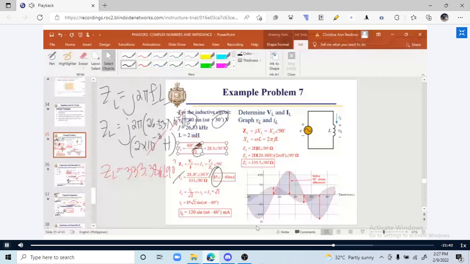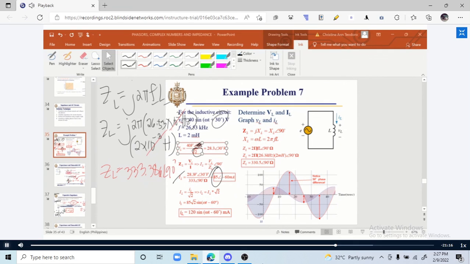you multiply it by square root of 2. What are you going to multiply by square root of 2? The amplitude. Oh, we have the amplitude of 85. So that would be 85 multiplied by square root of 2. So that would give us 120. Okay, 120. Then sine omega t minus 60 degrees.